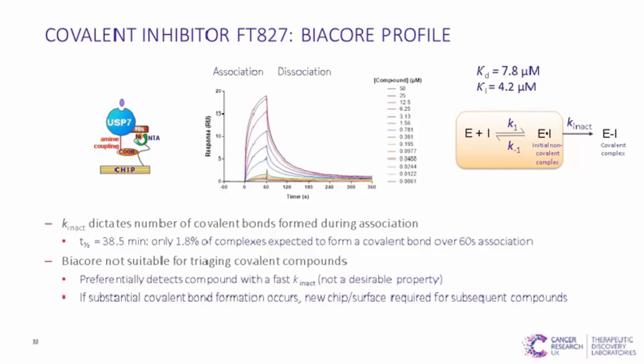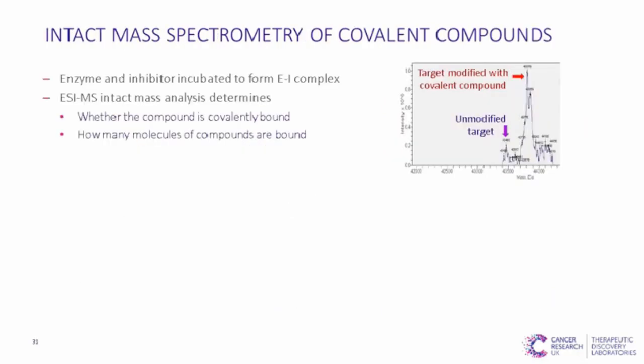So the Biacore is not ideal for triaging covalent compounds. If we're doing quite a crude analysis, and if we did more sophisticated fitting, we could tease out the complexes which have formed the covalent bonds from those that haven't. But if we're just doing quite a crude analysis, then it would preferentially detect compounds with a high K-inact. Also, if substantial covalent bond formation has occurred, then a new chip or new surface is required for subsequent compounds. For this reason, we use intact mass spectrometry as the next step in our triaging cascade.